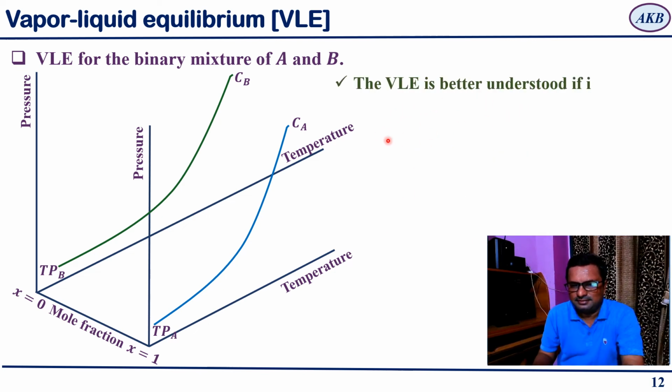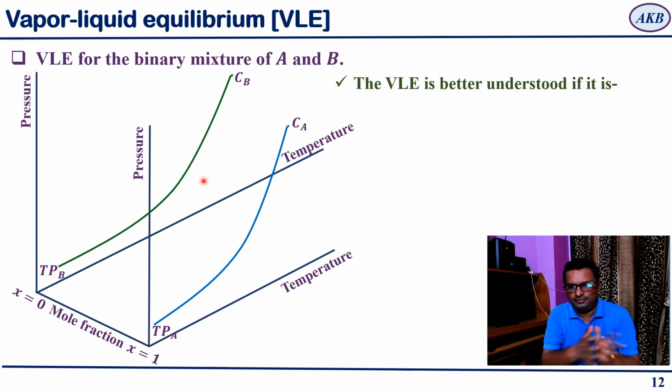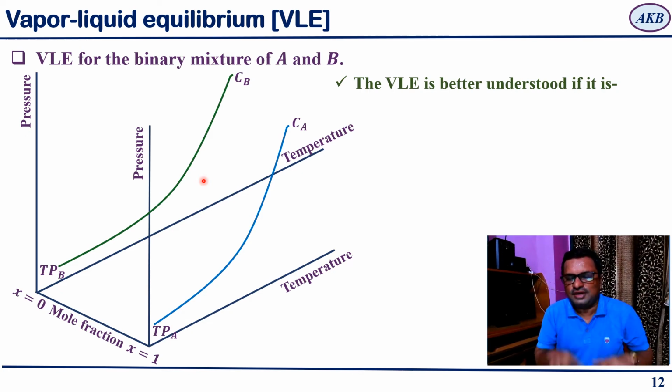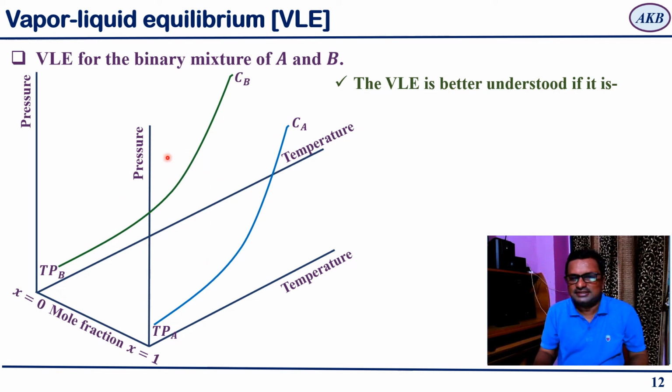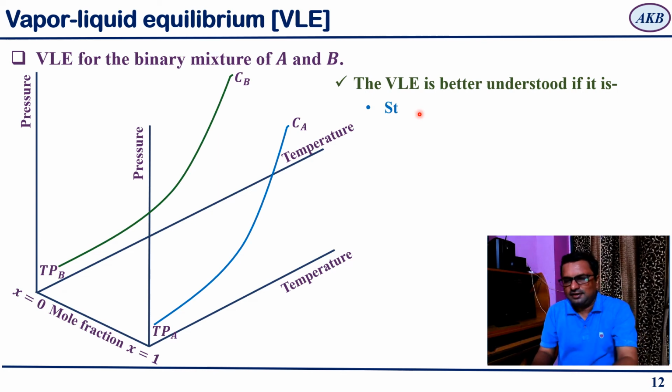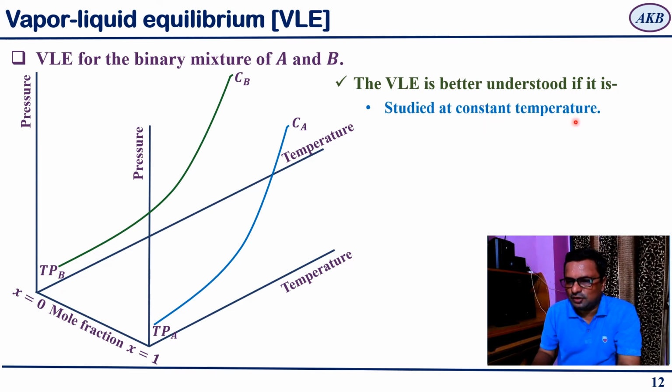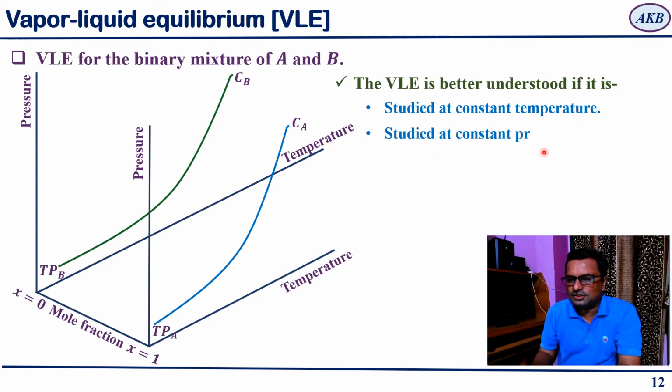The VLE is better. Now it is clear. If you have to represent VLE, we need this three-dimensional plot. We need to understand a double surface. It is a kind of complicated discussion. It would be a complicated thing to discuss with this three-dimensional plot, and that's why we can understand vapor liquid equilibrium in a better way if you are studying it at a constant temperature or at a constant pressure.